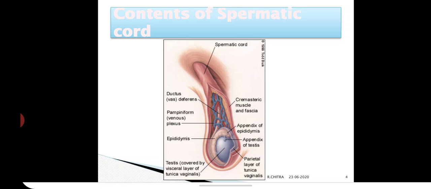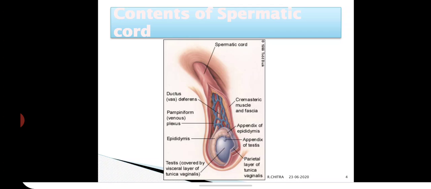So this is the image of the spermatic cord. You can see the lowermost part, testis, covered by the tunica vaginalis. Along with that, epididymis you are also seeing. From the epididymis, you can see the vas deferens, which is the main content of the spermatic cord. Surrounding this vas deferens, pampiniform plexus of veins and some arteries are also visible. The cremasteric fascia is cut open to show the structures.